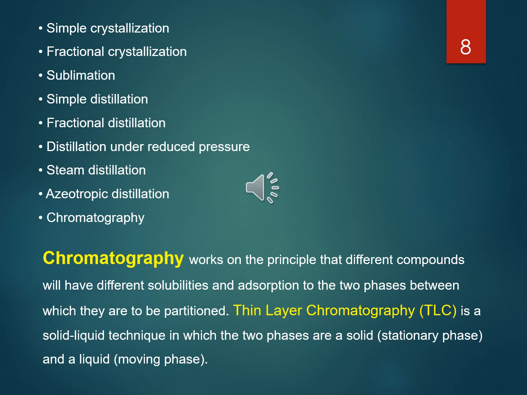Thin layer chromatography is a solid-liquid technique in which the two phases are a solid stationary phase and a liquid moving phase. So TLC is the single technique which is used for the purification and for the confirmation of organic compounds. As you know, if we have a single component on the TLC card, it means the compound has been purified. So thin layer chromatography is a technique which is used manually for the confirmation and the purification of organic molecules.